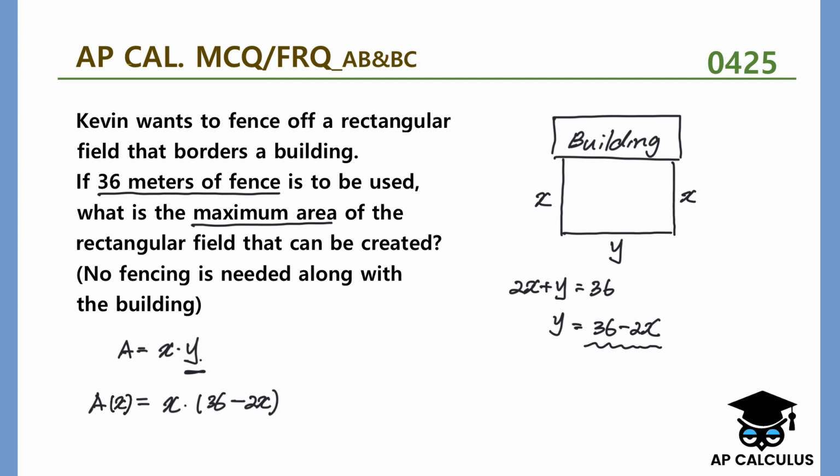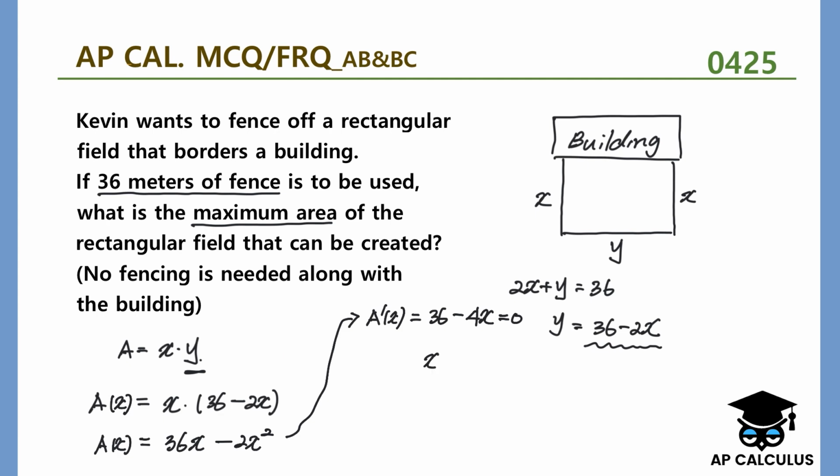Now we're going to differentiate this equation with respect to x. Before we find the derivative, let's distribute this. Expanding, that's 36x minus 2x squared. That's the area, and we're going to differentiate it. A prime of x is equal to 36 minus 4x. Set that equal to 0 to find the critical point. 36 minus 4x is equal to 0 when x is equal to 9.